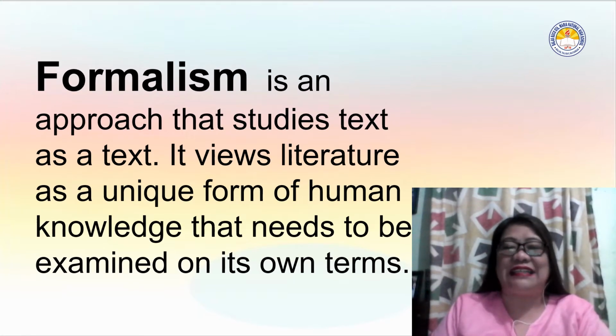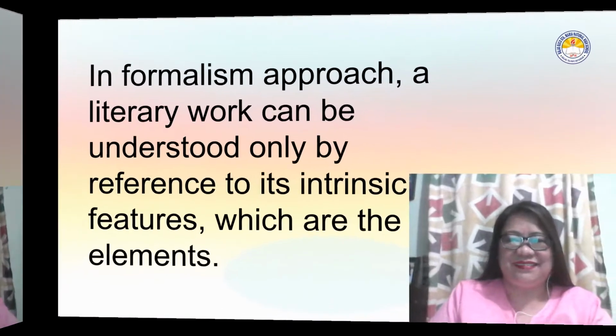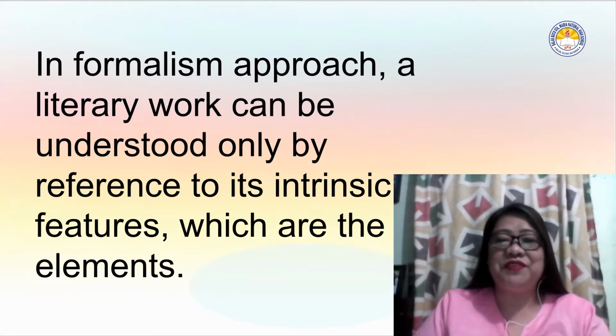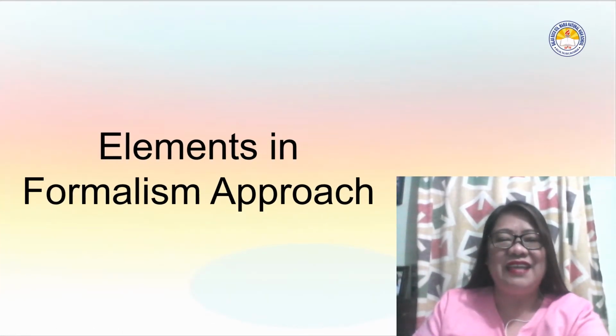Formalism is an approach that studies text as a text. It views literature as a unique form of human knowledge that needs to be examined on its own terms. In the formalism approach, a literary work can be understood only by reference to its intrinsic features, which are the elements. These elements include the characters, setting, plot, point of view, theme, and symbolism.